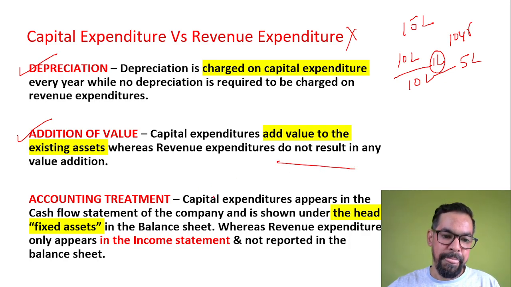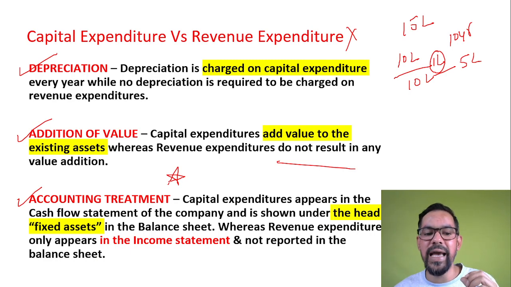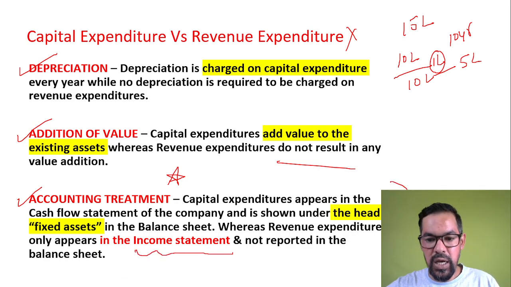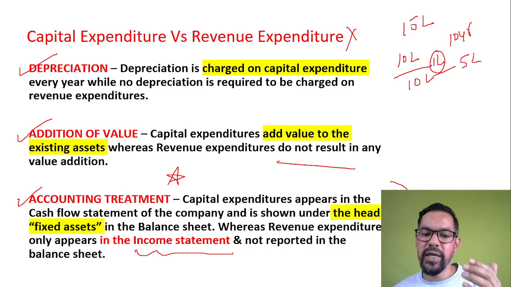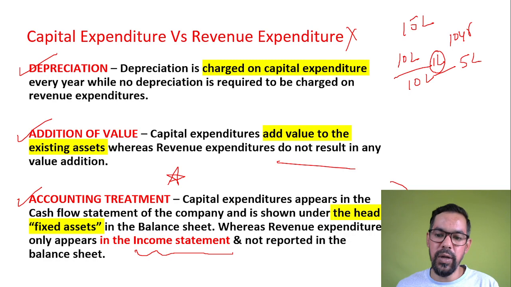Accounting treatment. Okay, this is a very important one. As I discussed earlier, capital expenditure appears in the financial statements of the company. They are generally part of fixed assets and they are part of the balance sheet as well. Whereas revenue expenditure is generally part of your income statement and does not appear in the balance sheet. Because we are using them for the overall income and expenditure part, they are part of the income statement, not part of the balance sheet. But if you talk about capital expenditure, they are part of your balance sheet and they come under the asset side of that particular company.